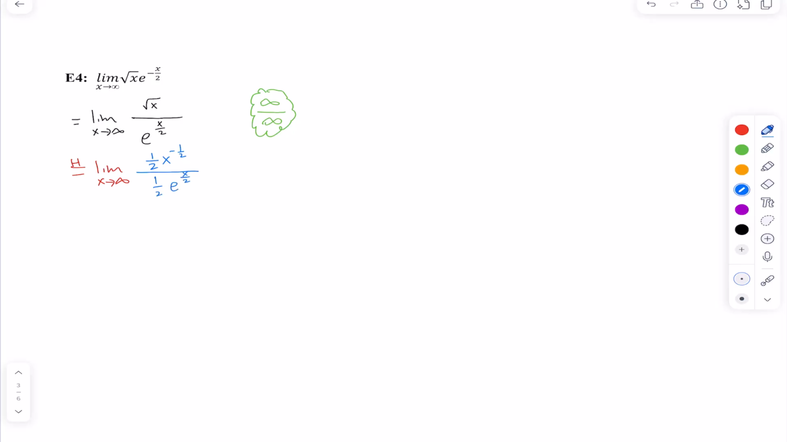Notice the denominator required a chain rule there. And you could check the form here. The form here looks like 1 over very large. And what's 1 over very large?